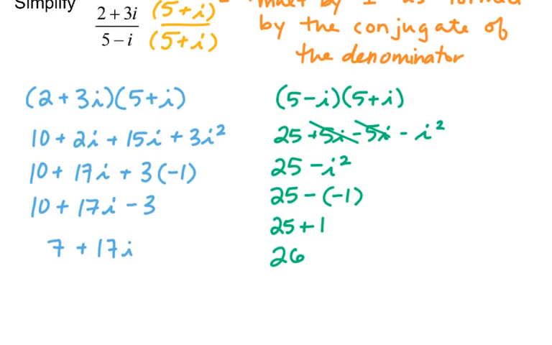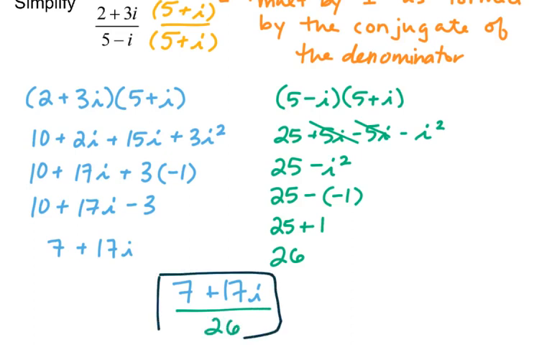So writing my final answer, my numerator was 7 plus 17i, and my denominator was 26. And this fraction, since both of those terms in the numerator are prime and they do not go into 26, we cannot reduce this at all. So this is our final answer here.